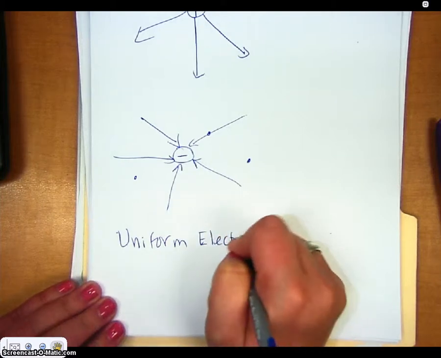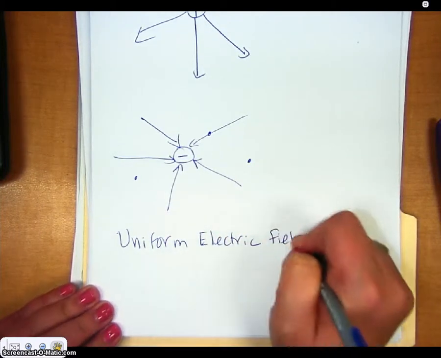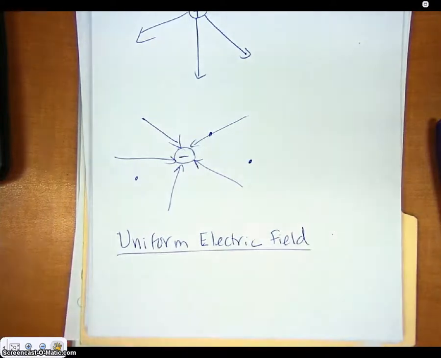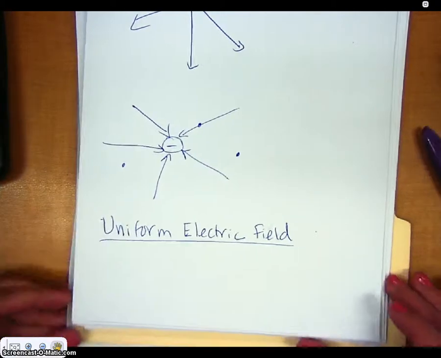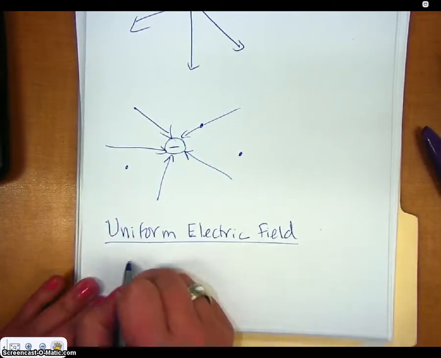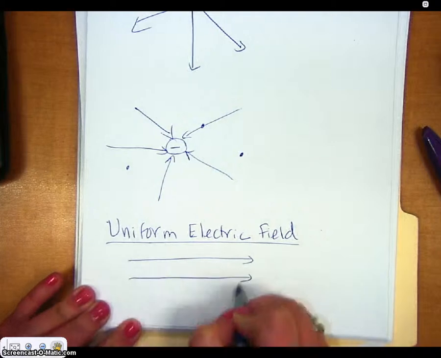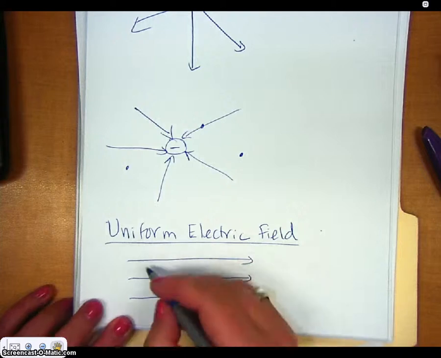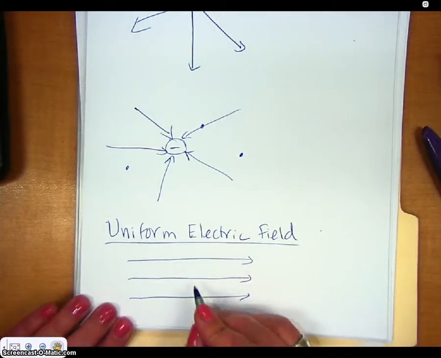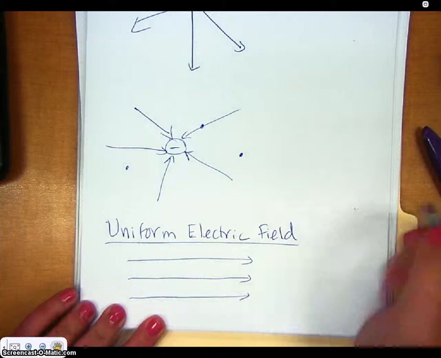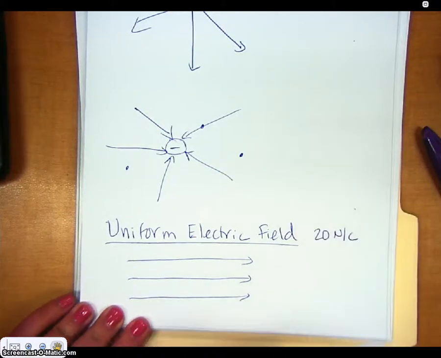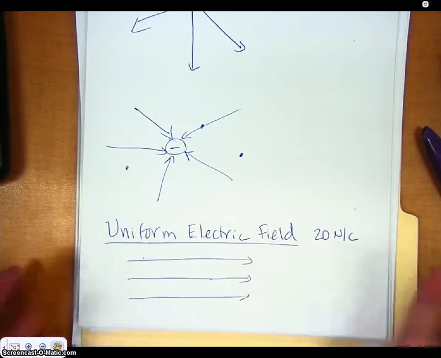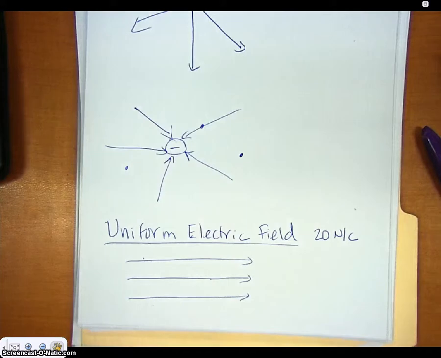And if you've done the Charges and Fields lab, then you have seen an example where that actually occurs, where I made you make what is sort of a parallel plate. But essentially a uniform electric field looks like this, where we have all parallel lines. And within this field, no matter where you are, the electric field would be equal in magnitude. So if this was an electric field of 20 newtons per coulomb, that means here, here, here, no matter where you are, you're experiencing 20 newtons per coulomb as the magnitude of the electric field.